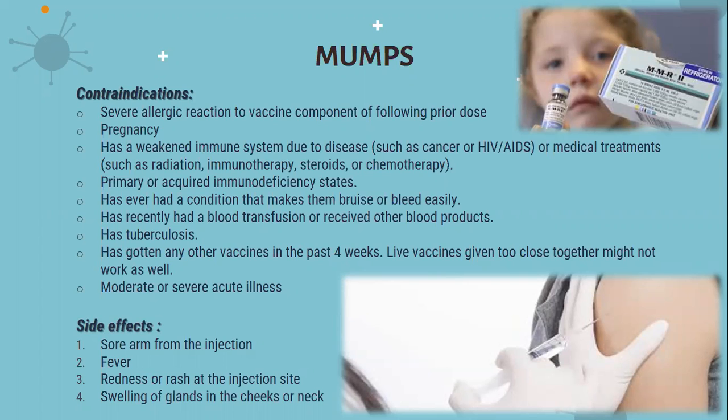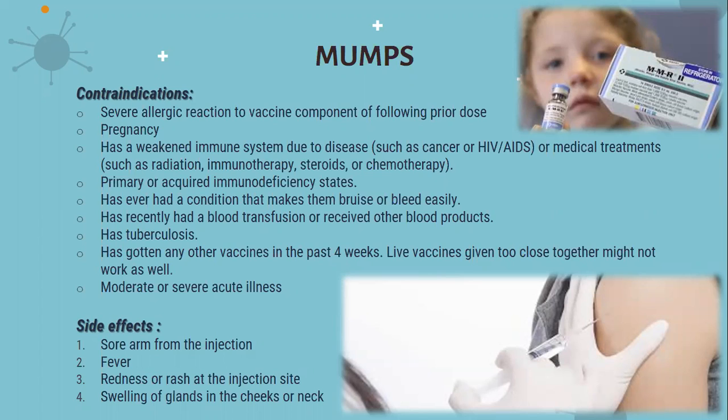Then primary or acquired immunodeficiency states. Has ever had a condition that makes them bruise or bleed easily? Yung mga taong madaling masugatan, tapos marami masyado yung dugo na lumalabas sa kanila. So hindi rin sila pwede. Has recently had a blood transfusion or received other blood products. So yung mga taong naka-receive ng blood transfusion, bawal din sila. Then, has gotten any other vaccine in the past 4 weeks.